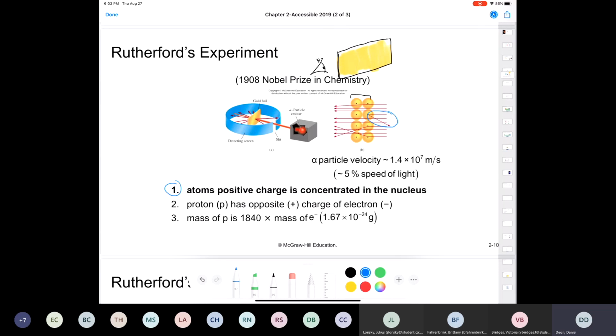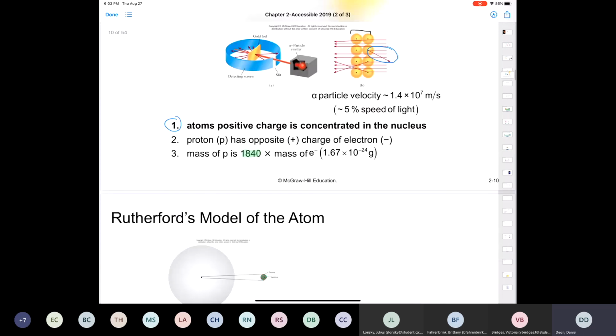Now, the mass of a proton is almost 2,000. It's 1,840 times heavier than the mass of an electron. So now we've got the charge of a proton. We know that the proton is in the center of the atom based off of this experiment, and we know the mass. So we get the mass and the charge of an electron. We get the mass and the charge of a proton. We know the proton's in the middle of the nucleus. Okay, giddy up. We got that.